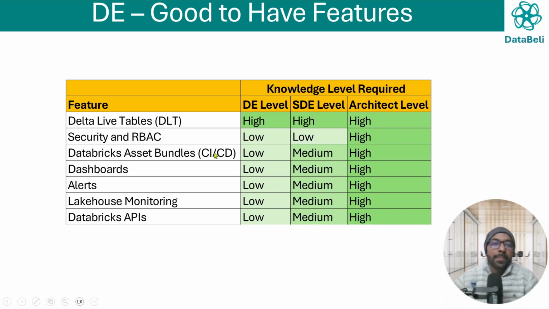It's a good thing. In terms of security and RBAC, DE and SDs don't care. Architects take care of it. Same goes for the rest of the features like asset bundles, dashboards, alerts, Lakehouse monitoring, and doing some things via the Databricks API. All these things, D level, they shall have some basic knowledge. SD, they shall be knowing how to use these things in general. Depending on the project, we may or may not use them. Architects have to know in detail so that they can guide the team whenever required.